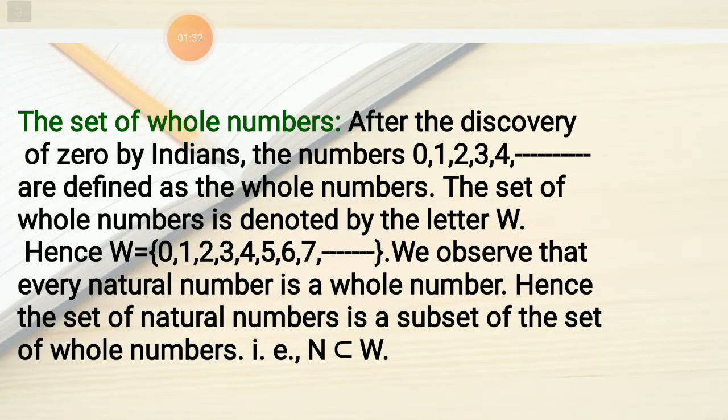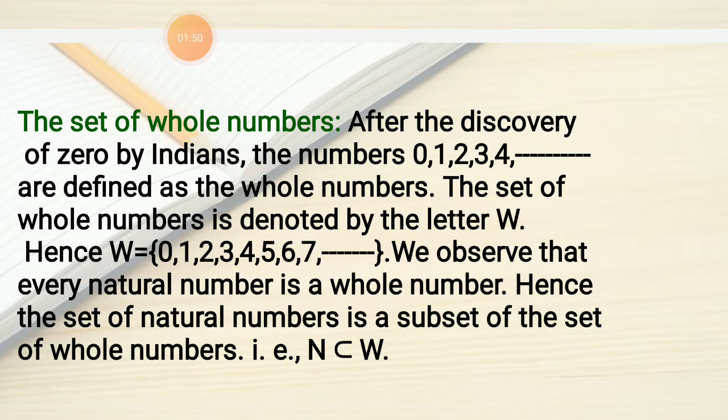The set of whole numbers. After the discovery of 0 by Indians, the numbers 0, 1, 2, 3, 4, and so on are defined as the whole numbers. The set of whole numbers is denoted by the letter W. Hence, W is equal to the set of 0, 1, 2, 3, 4, 5, 6, 7, and so on.